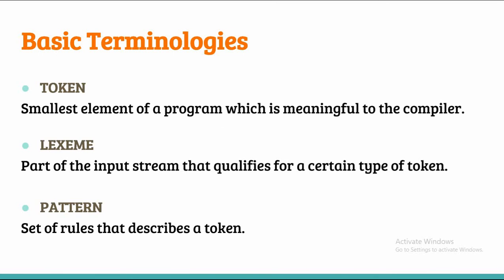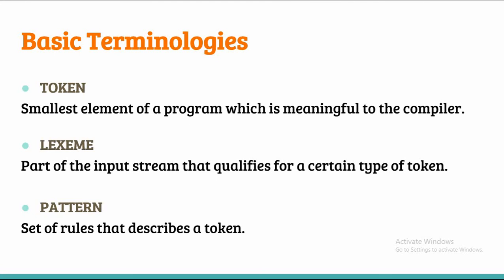First we have a token. A token is the smallest element of a program which is meaningful to the compiler. A lexeme is a part of the input stream that qualifies for a certain type of token. So a lexeme is pretty much an instance of a token. And a pattern is the set of rules that describe a token.